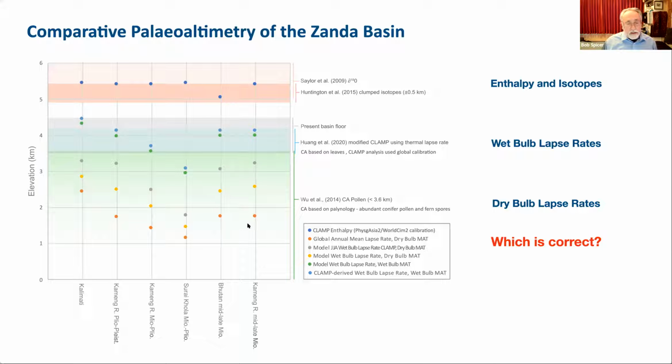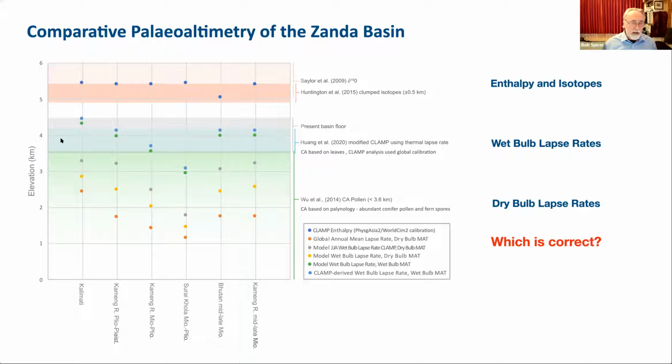But we can look at a leaf assemblage that Huang et al. published in 2020. Now they use CLAMP and a very complicated way of translating both CLAMP and nearest living relative approaches into elevations, and their elevation range was very similar to the present basin, around 3.5 to 4.2 kilometers, which is shown here in the light blue band.